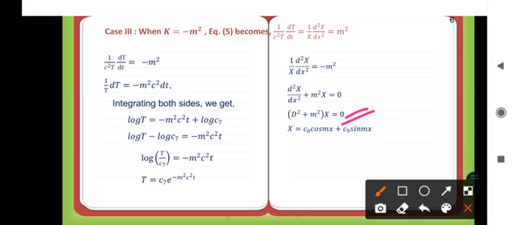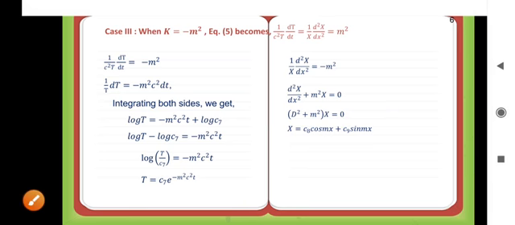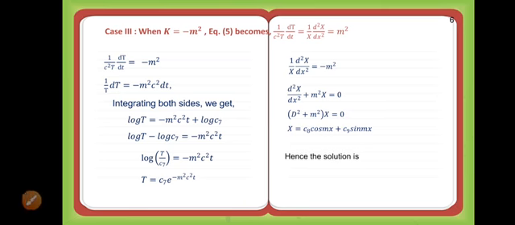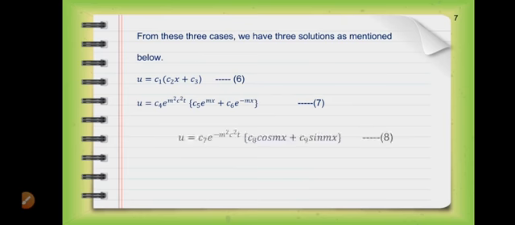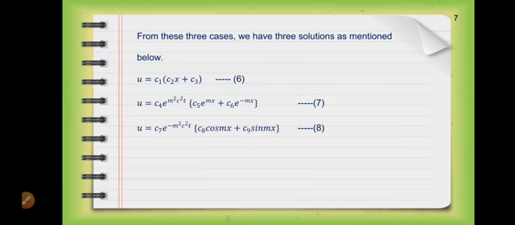Now we have the solution for t and x, so we can write the solution for u as u equal to t into x, that is u equal to c7 e raised to minus m square c square t into (c8 cos mx plus c9 sin mx). Now we are having three different solutions for three different values of k. This is for k equal to 0, this is for k equal to m square, and this is for k equal to minus m square.